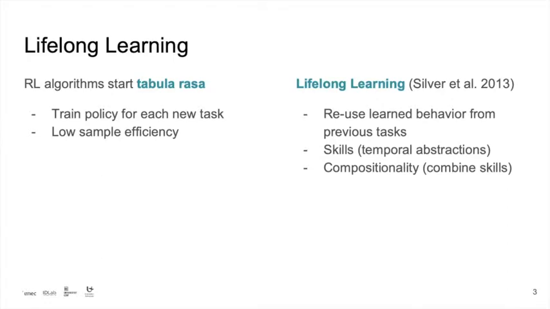Typically, in reinforcement learning, algorithms start out tabula rasa. This means that they train a novel policy for each single new task. This, of course, leads to a very low sample efficiency, requiring a lot of interaction with the environment. In lifelong learning, the setting we consider, previously learned behavior is reused in order to solve novel tasks. Such behavior is often called a skill or a temporal abstraction. This also allows for compositionality, combining different skills in order to solve even more complex problems.